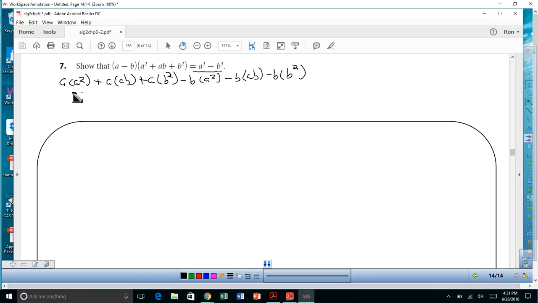A times a squared is a to the third, plus a times ab would be a squared b, plus a times b squared would be a b squared, minus b times a squared would be minus a squared b, minus b times ab would be minus a b squared, and minus b times b squared is minus b to the third. Remember, that was supposed to equal a cubed minus b cubed.